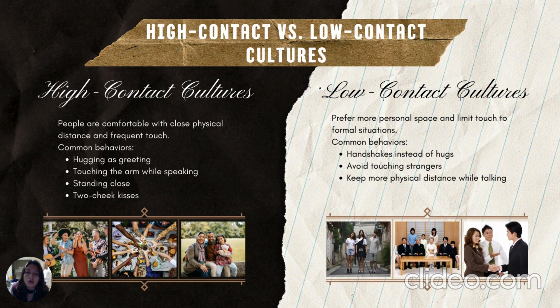Here we have an image of a family portrait from China, and other examples are Northern Europe like Germany, Sweden, and Norway, and also North America, like the US and Canada, but these countries from North America have a moderately low contact culture.